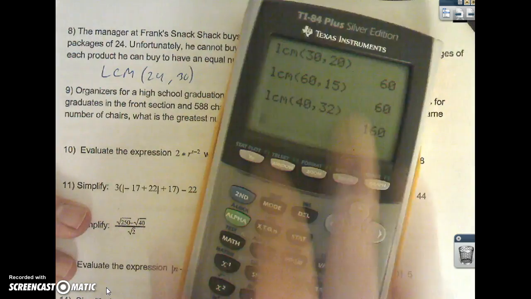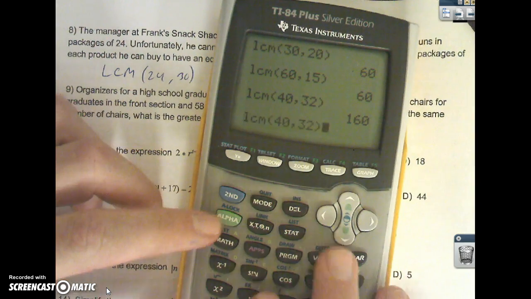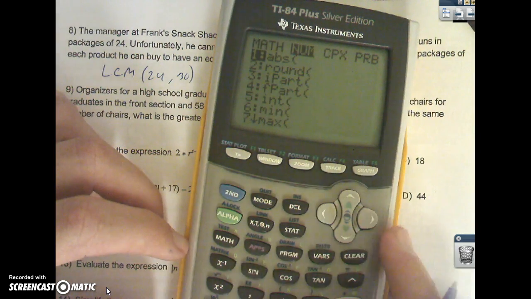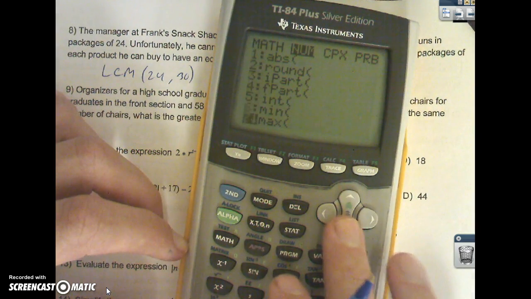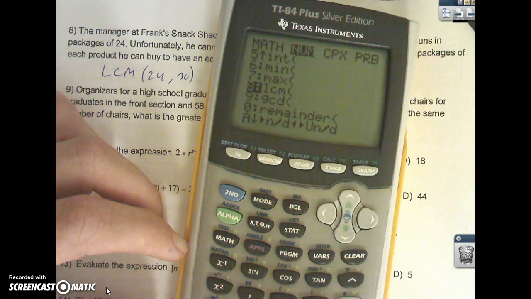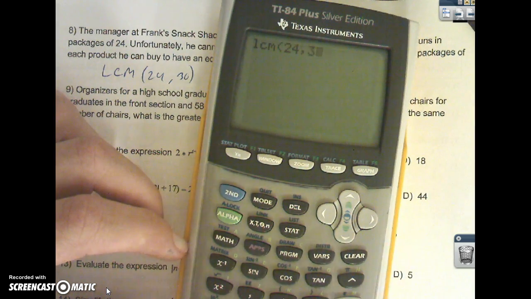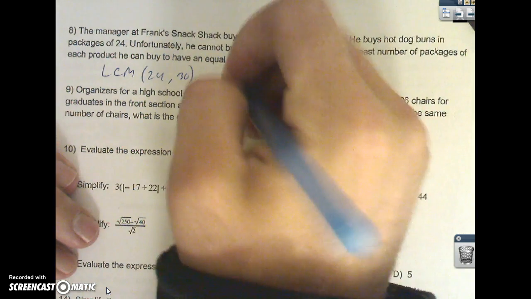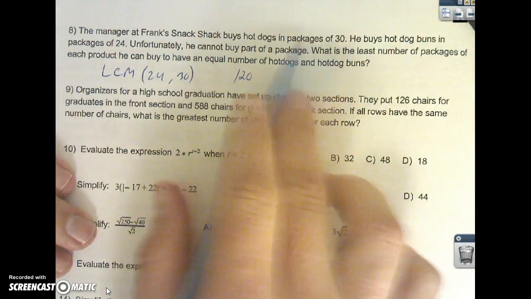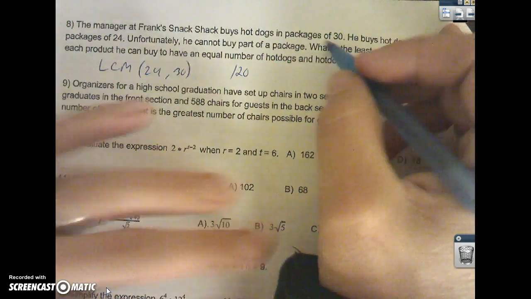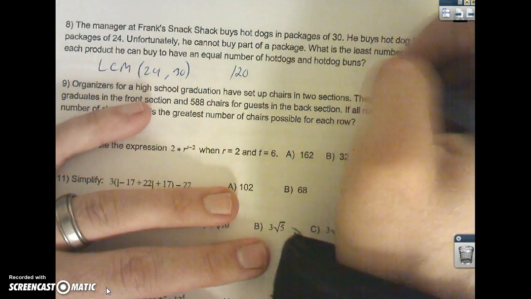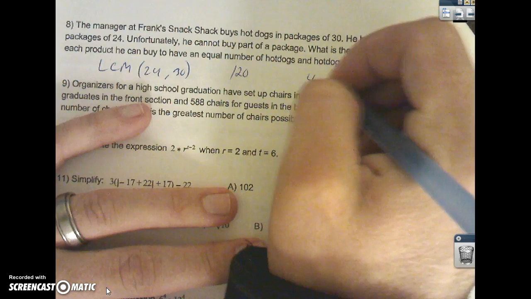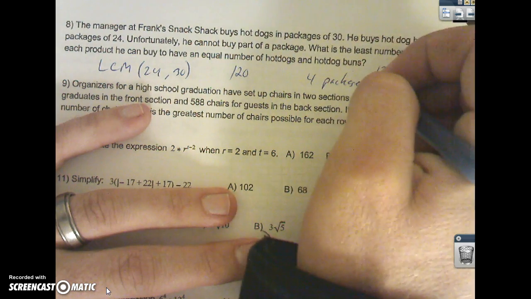Okay. So back to here again. Math. Number. Scroll down. LCM 24, 30. 120. So 120 of each. Now, you want to find out how many packages it is. Each package of hot dogs, 30. Take 120 divided by 30. Okay? So it's 4 packages of hot dogs.